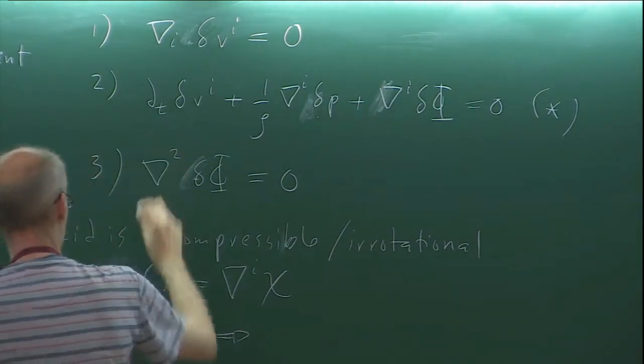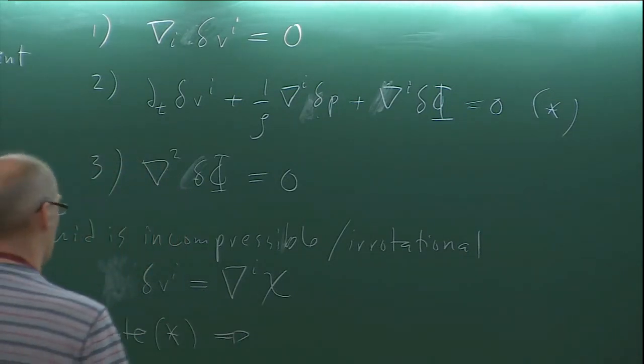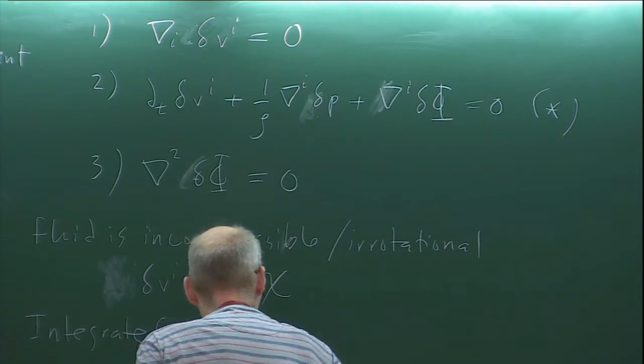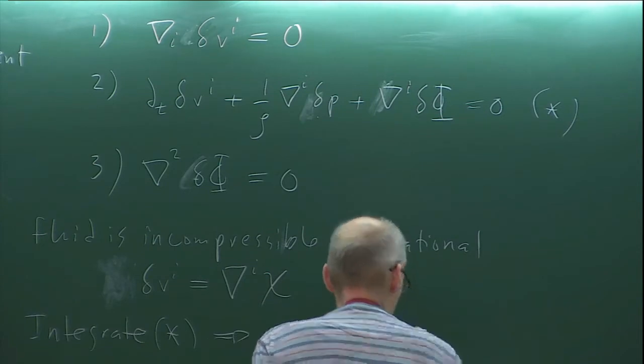So what do we get then? We get a time derivative of this chi that I invented. We get 1 over rho delta p and delta phi, and all of that has to be some constant. Let's call it d.